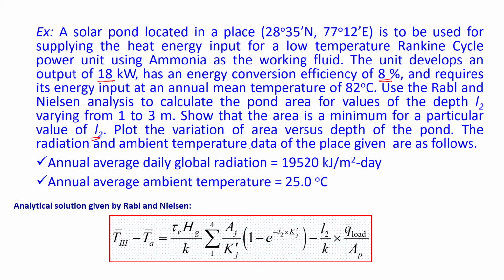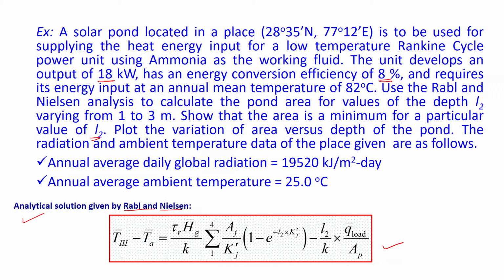The radiation and ambient temperature data of the place are given as follows: the annual average daily global radiation is 19520 kilojoule per meter square per day, and the annual average ambient temperature is given as 25 degrees C. Okay. So, we can use the analytical solution given by Rabl and Nielsen. So, this correlation we can use.